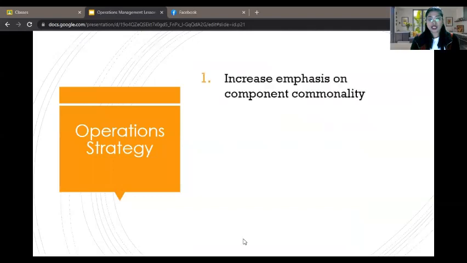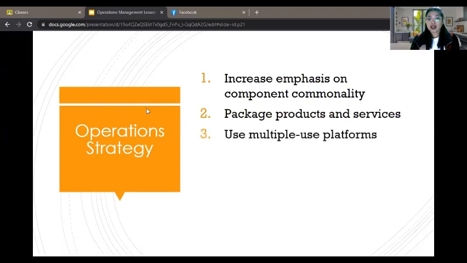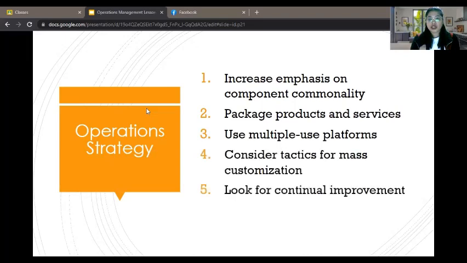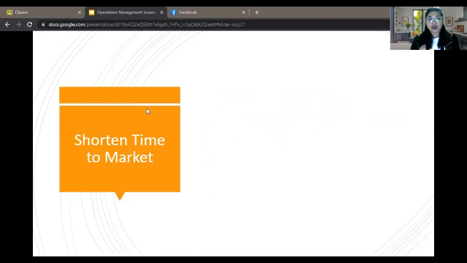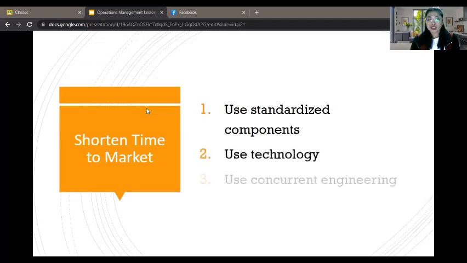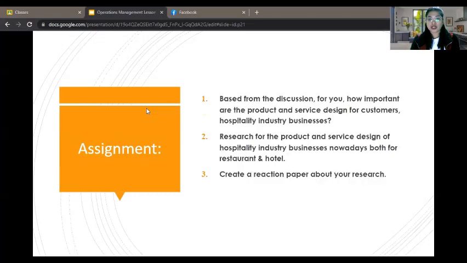Operation strategy is the way of increasing emphasis on component commonality. This is also about the packaging of products and services, use of multiple platforms, consider tactics for mass customization, look for continual improvement, and shorten time to market. And when we say shorten time to market, this is the use of standardized components, the use of technology, and the use of concurrent engineering.